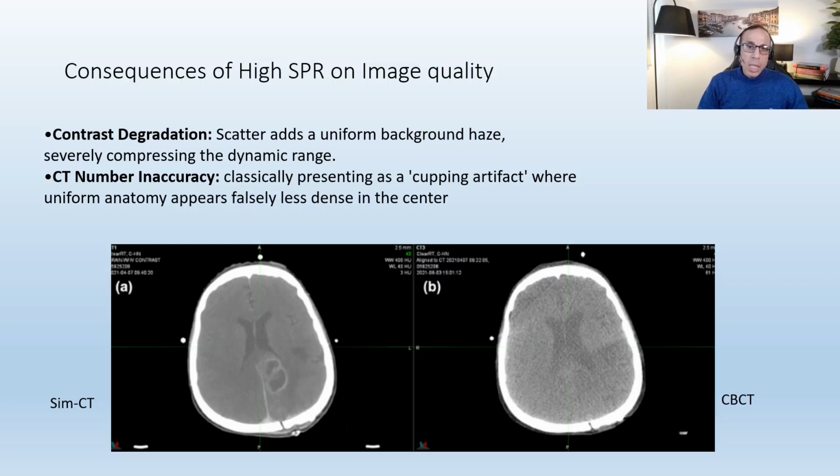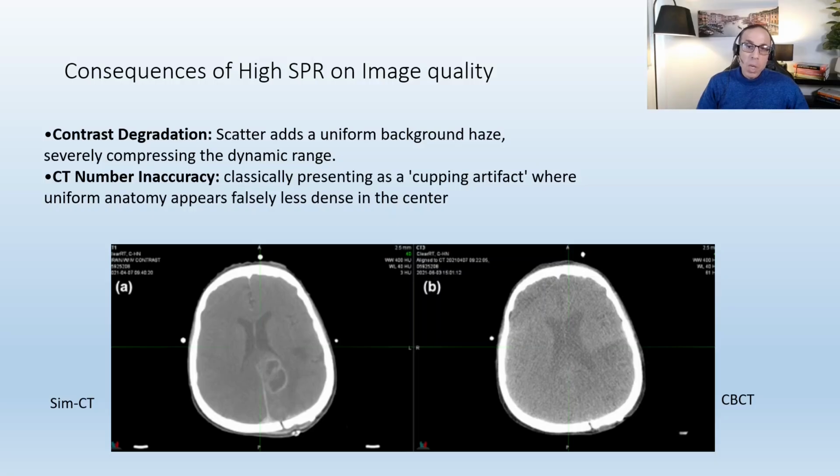What are the clinical and physical consequences of this high scatter to primary ratio? To better understand this concept, compare the two head scans on this slide here. On the left, a fan beam CT simulator image, and on the right is the cone beam CT from radiotherapy image. As you can see clearly, there is a differentiation in the quality between the two images.